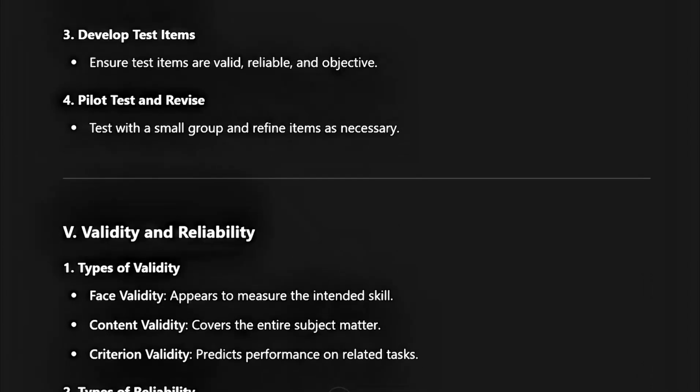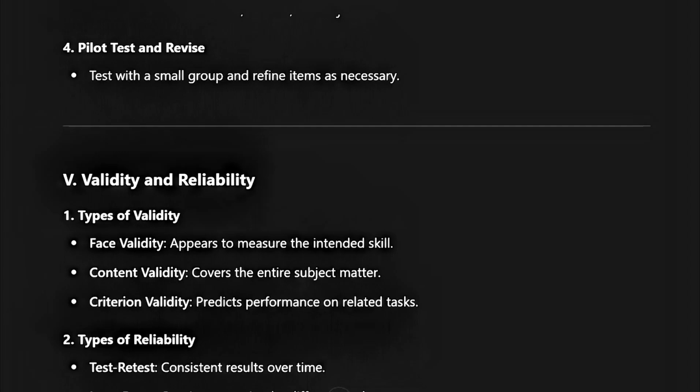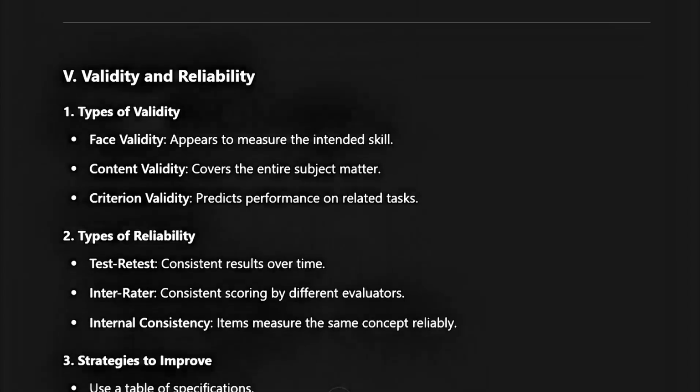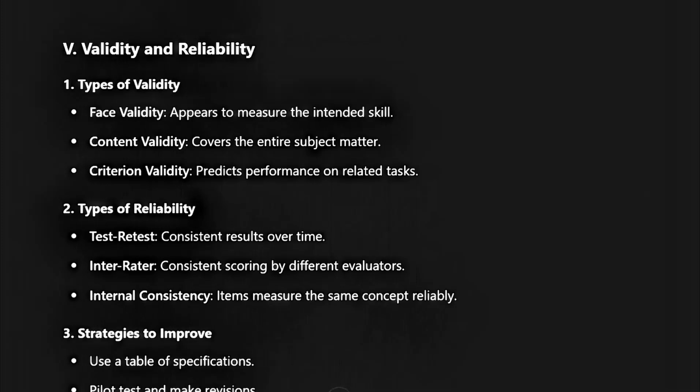3. Develop test items. Ensure test items are valid, reliable, and objective. 4. Pilot test and revise. Test with a small group and refine items as necessary. Validity and reliability. 1. Types of validity.